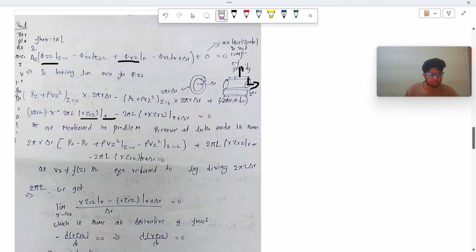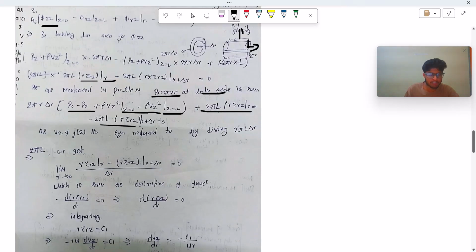Now, as mentioned in the problem, the pressure at both ends is the same. We are given that the pressure at both ends of the die is the same. Therefore P naught minus P naught is equal to 0, and rho v z square at z equal to 0 minus rho v z square at z equal to L is also 0, as there is no variation of the z component of velocity in the z direction. Therefore we are left with only 2 pi L r tau rz at r, minus 2 pi L r tau rz at r plus delta r.